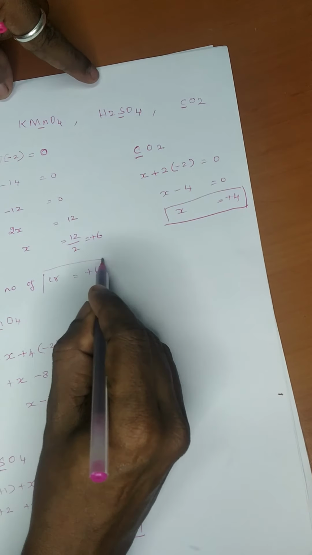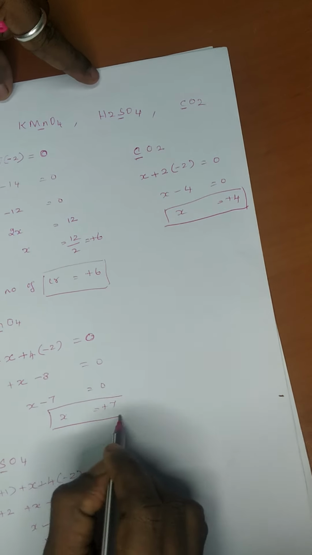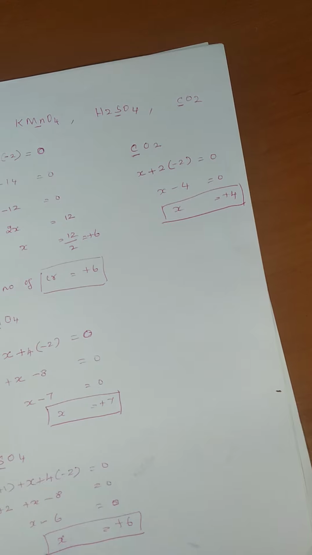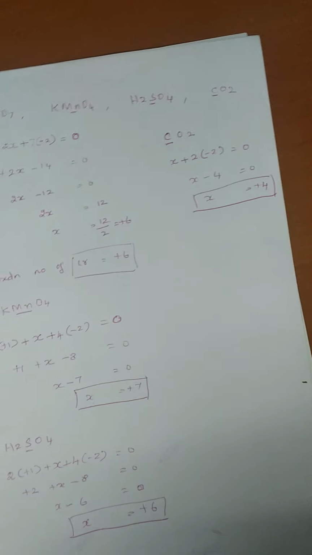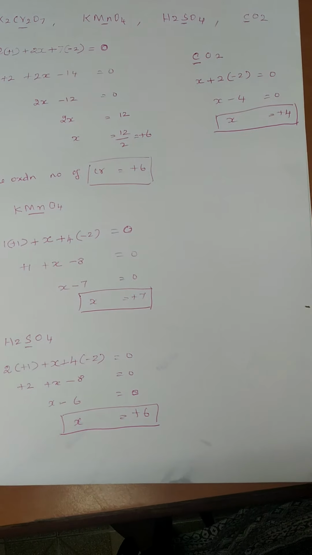Similarly, the oxidation number of chromium is plus 6. The oxidation number of manganese in KMnO4 is plus 7. Thus, we find out the oxidation number of these elements in compounds using the rules which we have already seen.